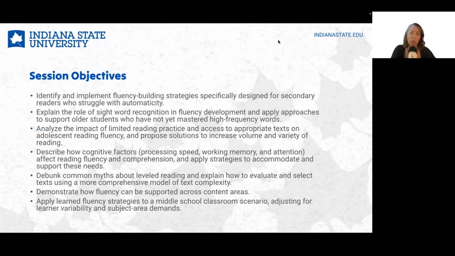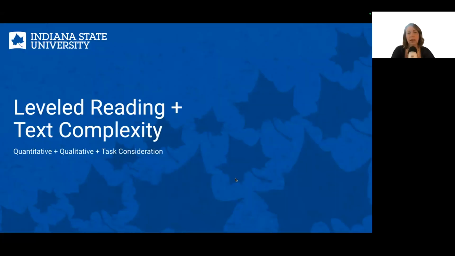We'll discuss how cognitive factors like processing speed and working memory impact reading comprehension. We will debunk some common myths about leveled reading, and then we're going to practice some fluency strategies together that are perfect for across content areas for adolescents. So let's dive in and first start discussing leveled reading and text complexity.